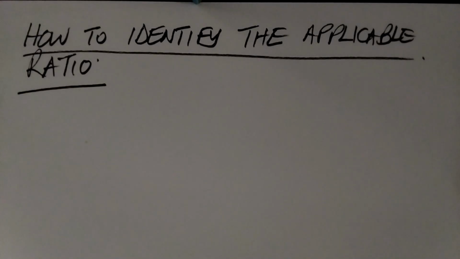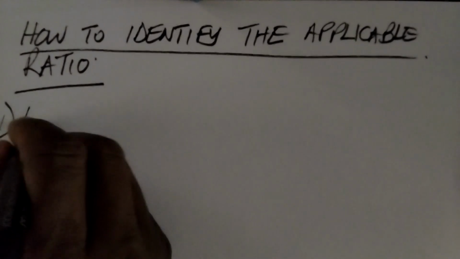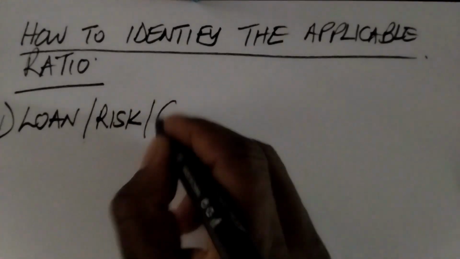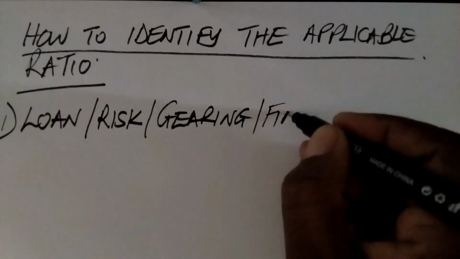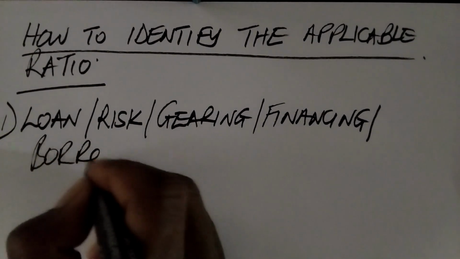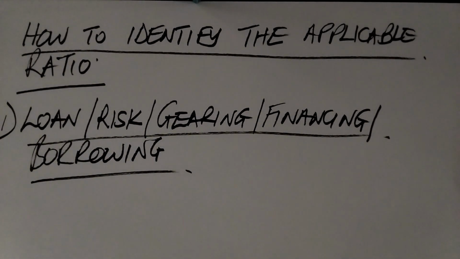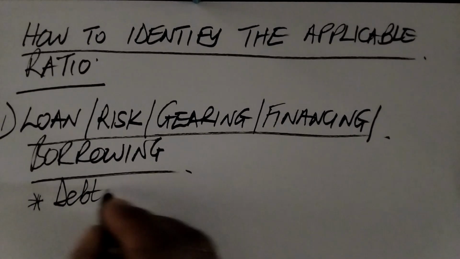So if you're answering a question paper on interpretation, and you see that they use the word loan in your question, or they refer to the word risk, or the word gearing, or the word financing, or the word borrowing. If you see any of these in your question, let's say they say the directors decided to take an additional loan, or they're referring to the gearing, or the risk, you must know the first financial indicator that you need to use is the debt equity ratio.